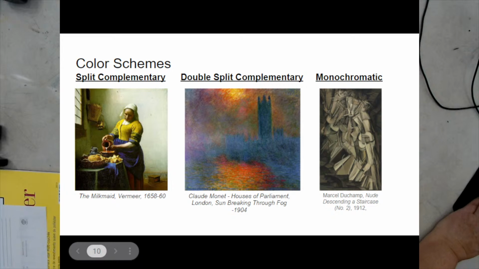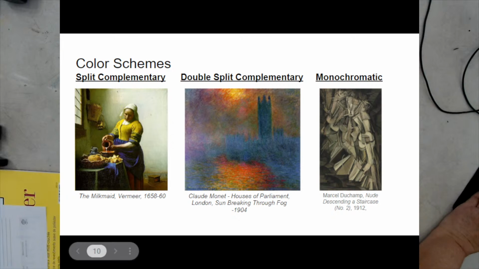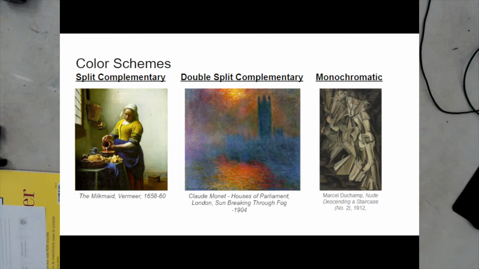That was pretty cool. And then we have the double split complementary with the Monet, and then the monochromatic with the Nude Descending a Staircase by Marcel Duchamp. So all, pretty, that's from the Cubist period. This is 15th century Flemish, and this is, of course, from the Impressionist period. So artists throughout time have capitalized on their knowledge of color and color theory to make the strongest work that they could make.